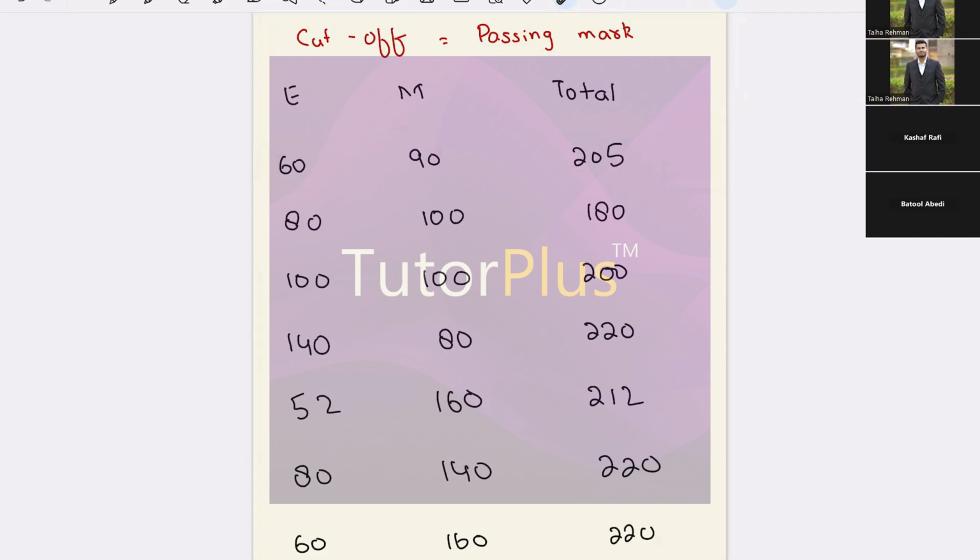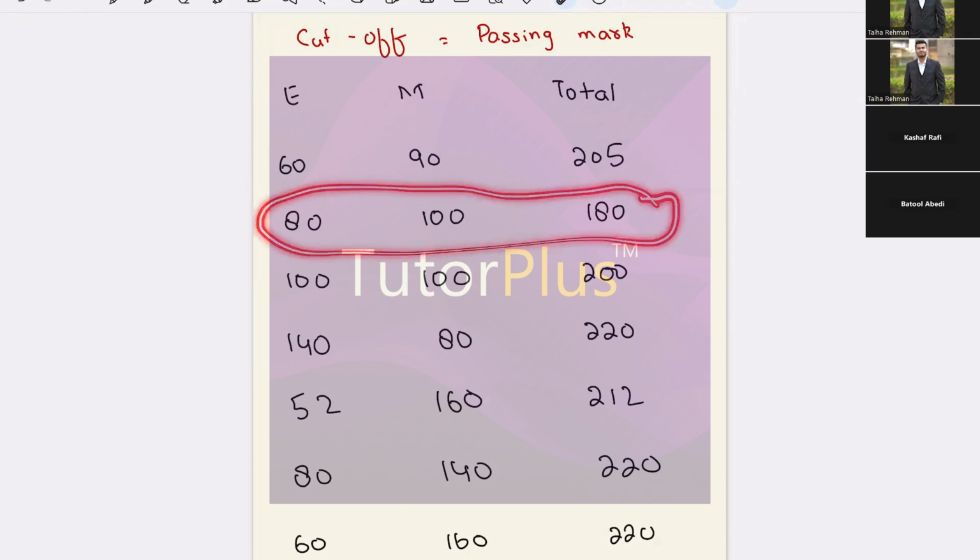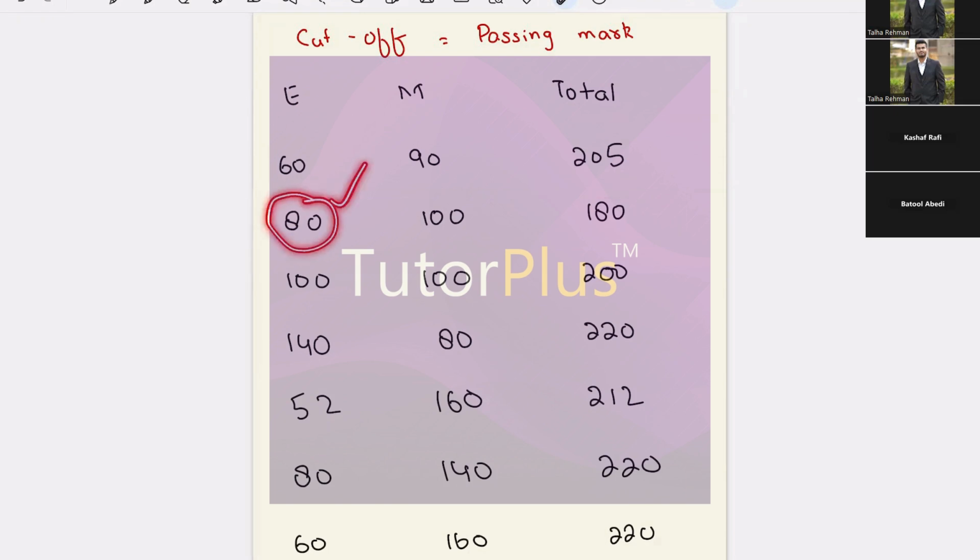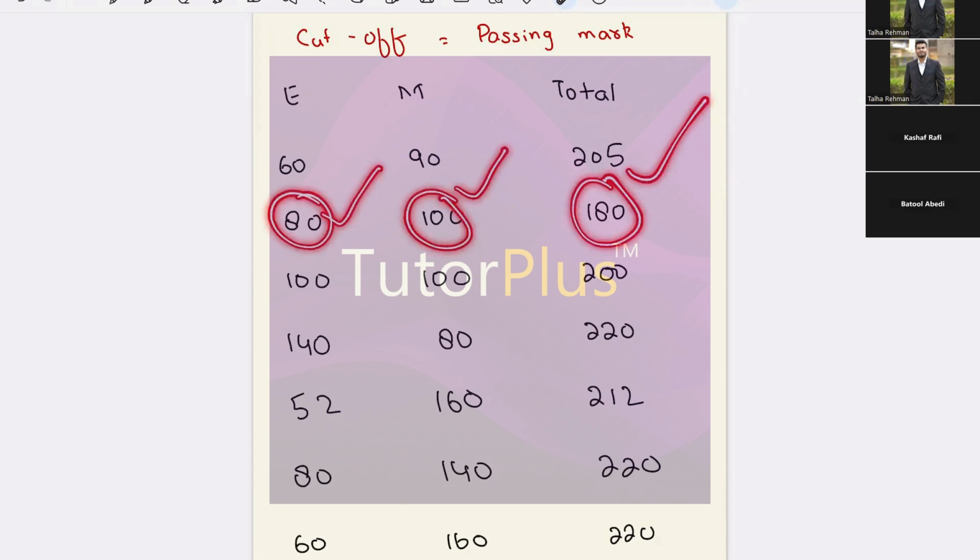So basically what they mean is, let's just say, if we were to talk about this person, you could see this person apparently has gotten 80 in English. So he seems to have cleared the English portion. He's gotten 100 in maths. So he seems to have cleared the maths portion as well. And the total score for this person is 180. And thereby, this person apparently has failed the IBA test. Why? Because this person is 25 marks short of the total marks. So you have to be able to clear the 3 cutoffs, the English cutoff, the maths cutoff, and the total cutoff as well.